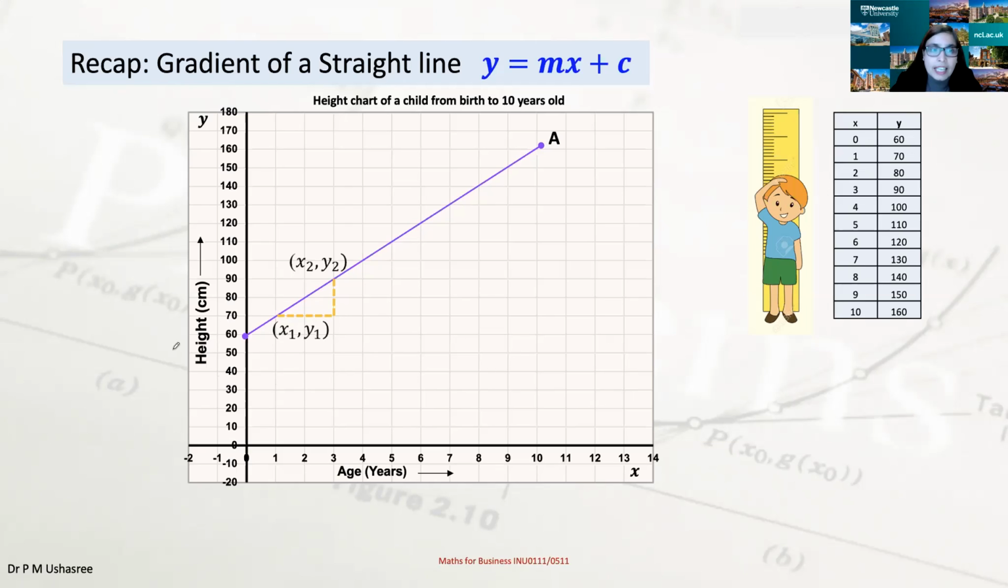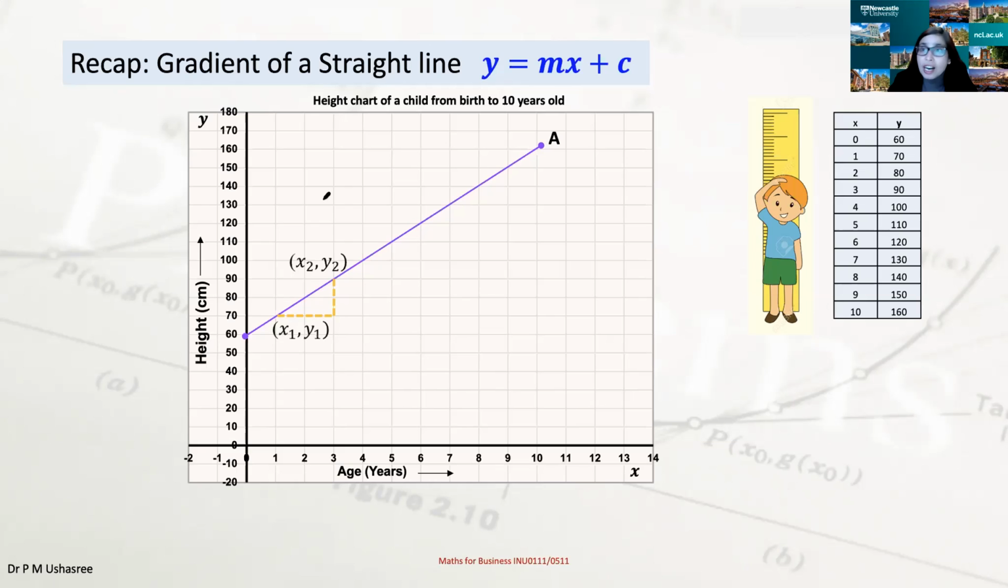And the height of the child is along the y-axis and the age is along the x-axis. You know why? Dependent variables and independent variables. So independent variables are on the x-axis and dependent variables are on the y-axis. So the height depends on the age. So as the child grows older and older, his height increases.